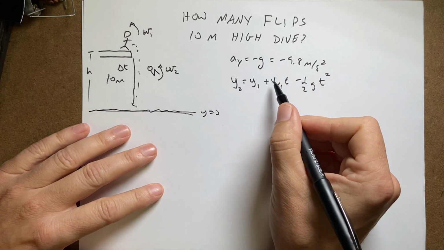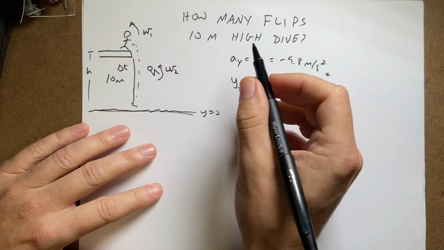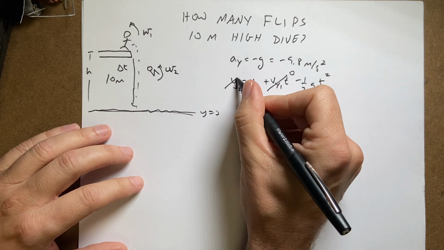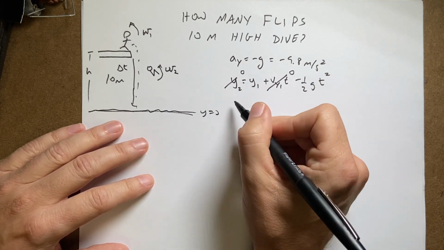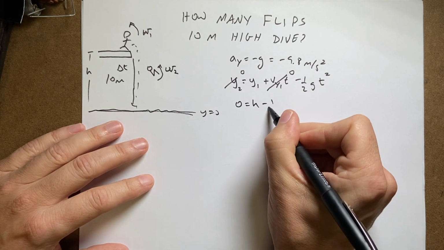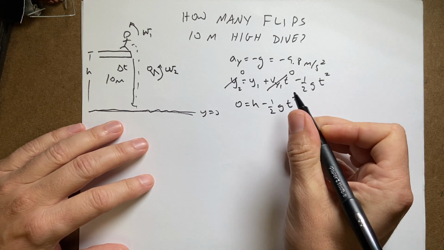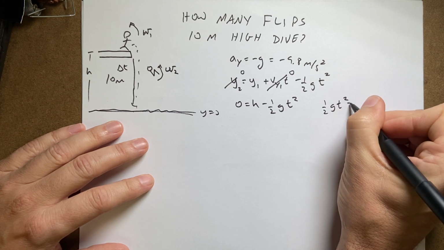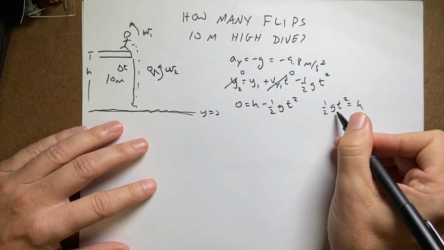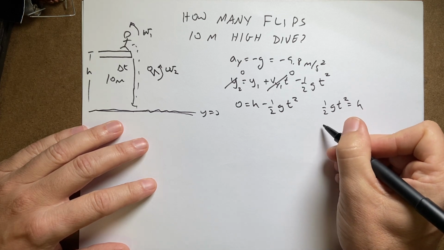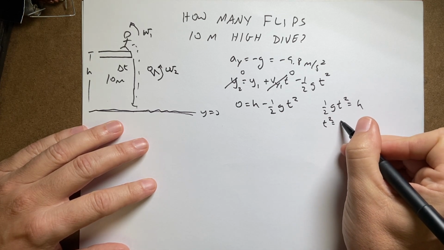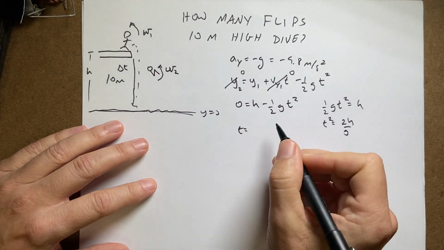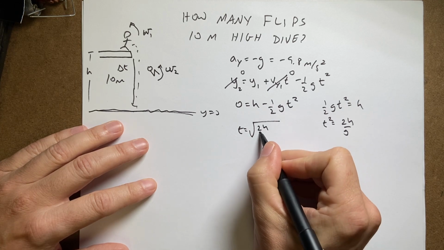Okay. And if the person starts from rest, that term is 0. If the person ends up down here at the ground, that term's 0. And that's h. So I get 0 equals h minus 1/2 g t squared. If I add this term to both sides, I get 1/2 g t squared equals h. Now I'm going to solve for t, multiply both sides by 2, divide by g. t squared equals 2h over g. So t equals the square root of 2h over g.